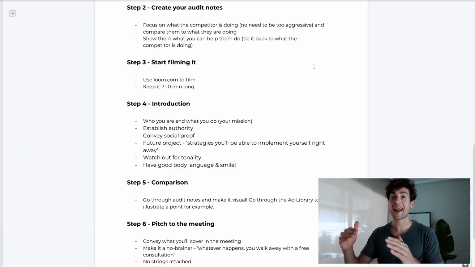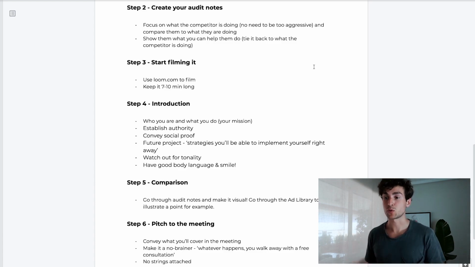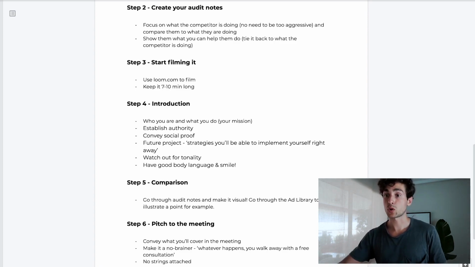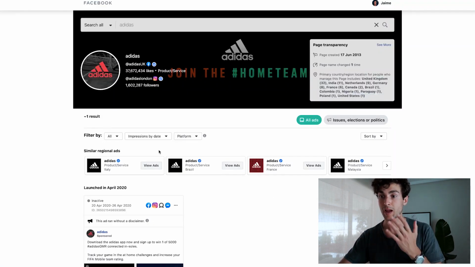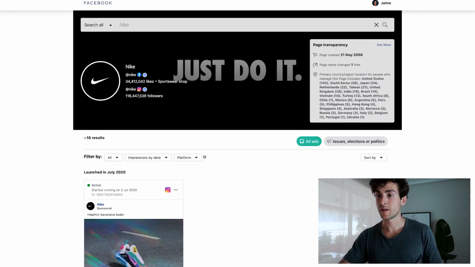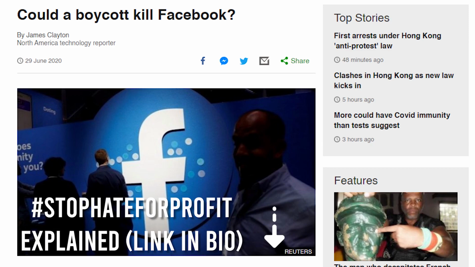The fifth thing is you want to go ahead and read through your audit notes, literally like I'm doing right here, and you want to go through the comparison. And so to illustrate the points that you're covering, I recommend that you actually hop on the ad library. So for example, if I'm doing Adidas, I would go ahead and hop on Adidas ad library, right? And I would basically show them how they don't have any ads running, which is pretty weird. It's probably because of the Stop Hate for Profit campaign.